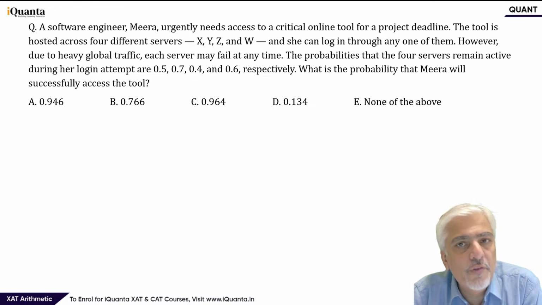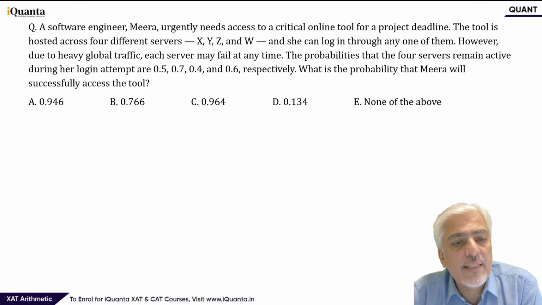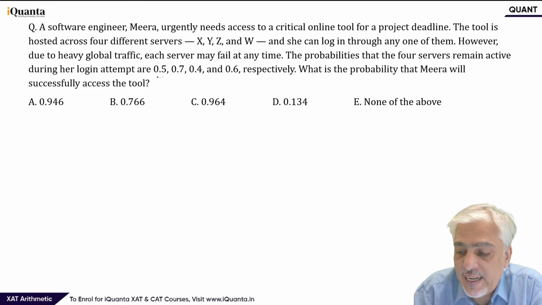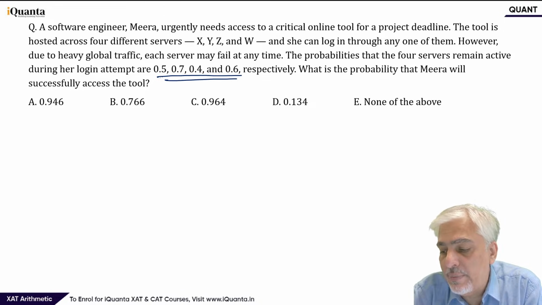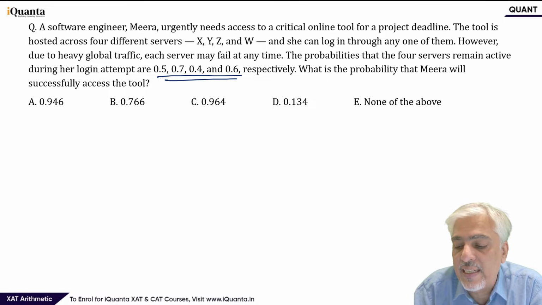Okay. A software engineer, Meera, urgently needs to access a critical online tool for a project deadline. The tool is hosted across 4 different servers, X, Y, Z, W, and she can log in through any one of them. However, due to heavy global traffic, each server may fail at any time. The probabilities that the 4 servers remain active during a login attempt are given. What is the probability that Meera will successfully access the tool?